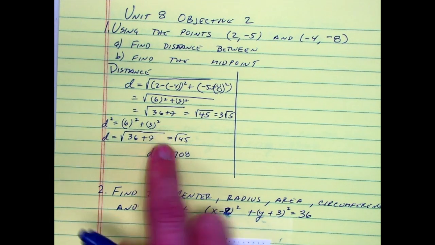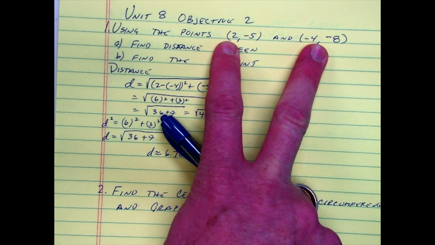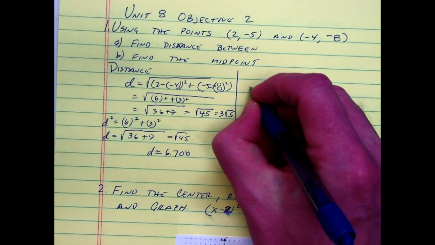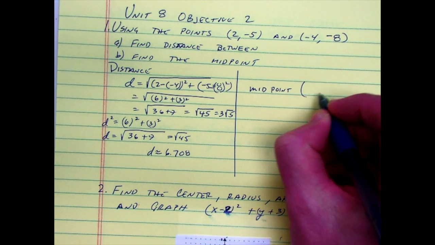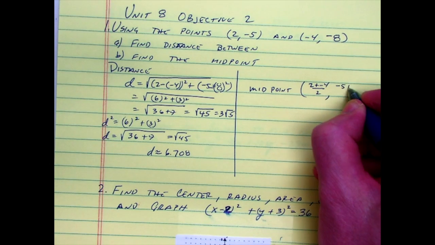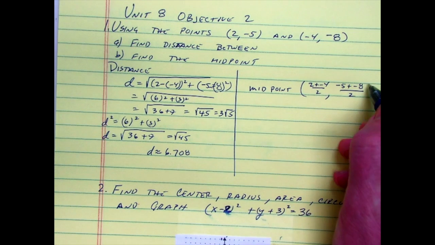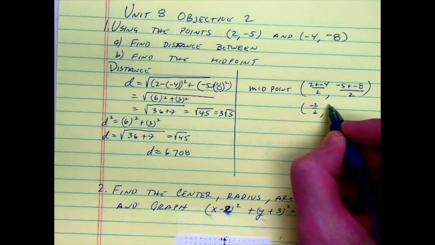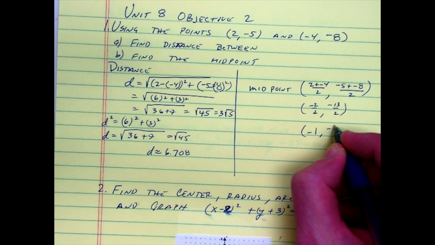Okay, so the midpoint. To find the middle of any two numbers, we're just going to add the x's together and find the average of them, and the average of the y's, and there's our point. So our midpoint is simply 2 plus negative 4 over 2, comma, negative 5 plus negative 8 over 2. These I'm adding, unlike here, where I actually subtracted them. So this becomes negative 2 over 2, and this is negative 13 over 2, so my midpoint is at negative 1, negative 13 halves.